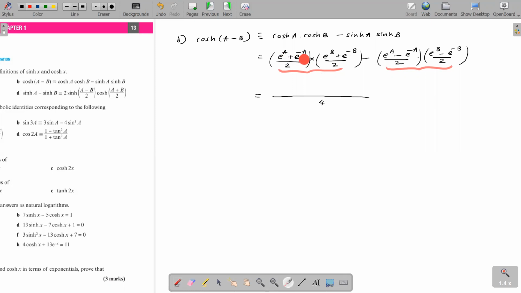Okay, so e^A into e^B is e^(A+B), right, guys? I'm going to write it immediately, because you don't need to waste steps. When you're multiplying, the indices are added. So e^(A+B). The next one, e^A into e^(-B), is e^(A-B). Right, guys? The other one, e^(-A) into e^B, is e^(B-A). And the last one, e^(-A) multiplied by e^(-B), is e^(-A-B). All right, guys, divide by 4.